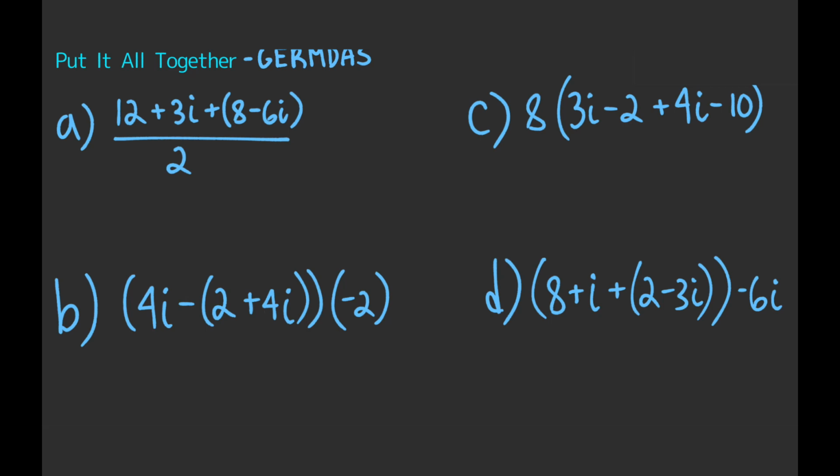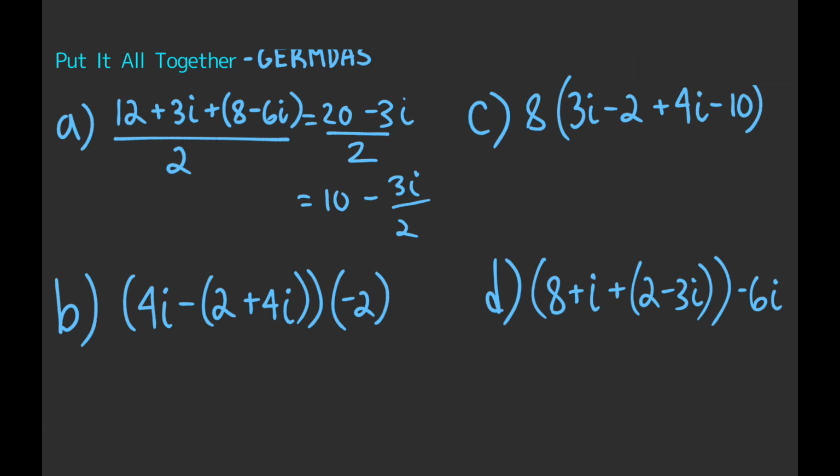Alright, so let's start on example A. We are going to do the numerator first, and we are going to combine like terms. The 12 and the 8 become 20, and the 3i and the -6i become -3i. And we're going to divide that by 2, and we get 10 minus 3i over 2. I kept that 3i over 2 because it actually doesn't divide.